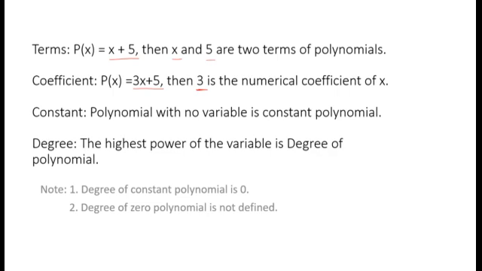Then there are constants. Constants are basically the polynomials where no variable is present. For example, 5 is a constant polynomial, but we understand 5 can be written as 5 into 1, and that can be written as 5 into x to the power 0, because we very well know the value of x to the power 0 is equal to 1. So in this manner, in all the constant terms, there is a hidden x whose power is 0.